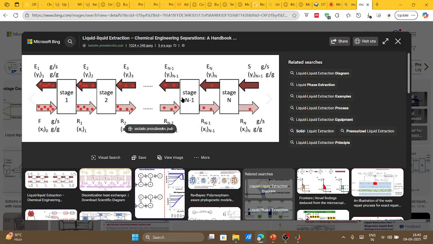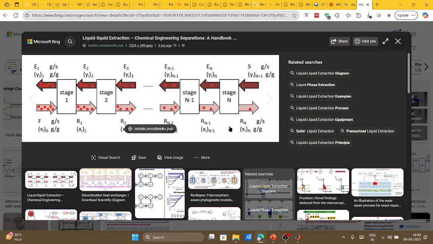For a given stage there will be exchange of solute between extract and raffinate. Then your raffinate is forwarded to the next stage, and your extract, which is the solute rich phase, is put forward, right? So this is how your schematic looks like. Now here you have 3 stages. So at every stage you will have a mass balance, right? So for 3 stages you will have 3 mass balance equations.